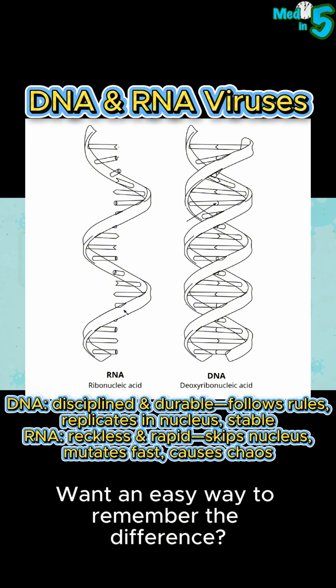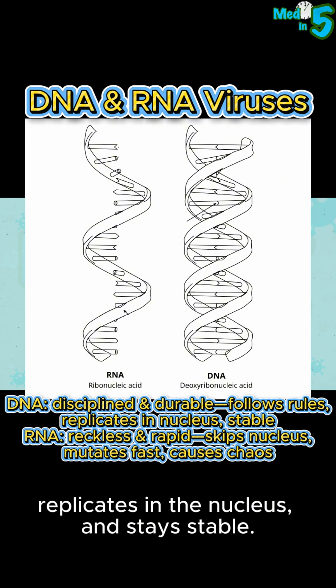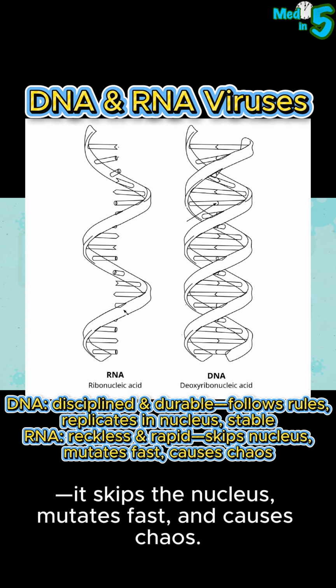Want an easy way to remember the difference? Think of DNA as disciplined and durable. It follows the rules, replicates in the nucleus, and stays stable. RNA is reckless and rapid. It skips the nucleus, mutates fast, and causes chaos.